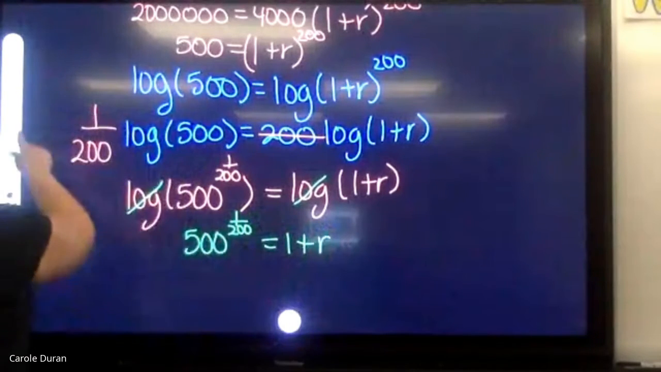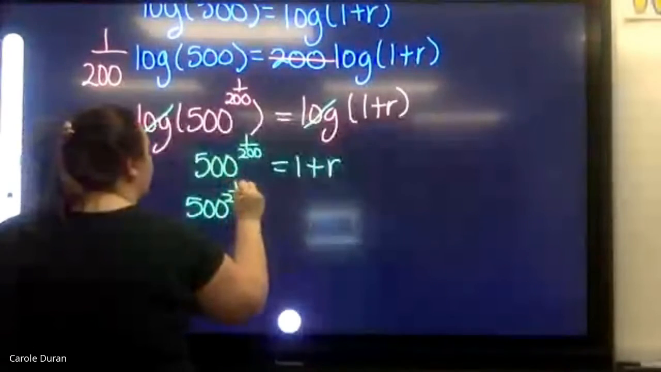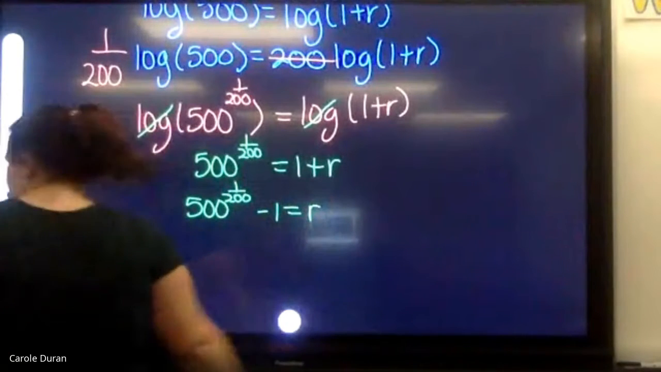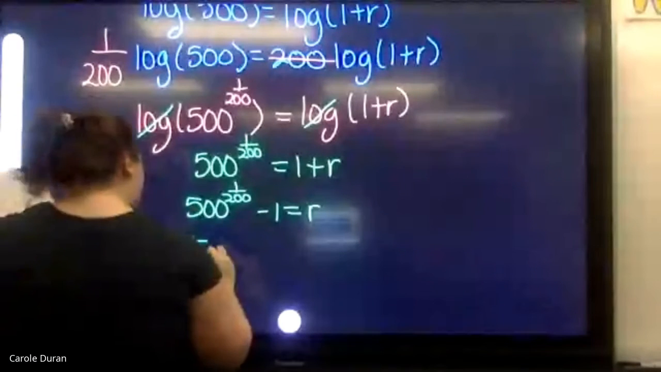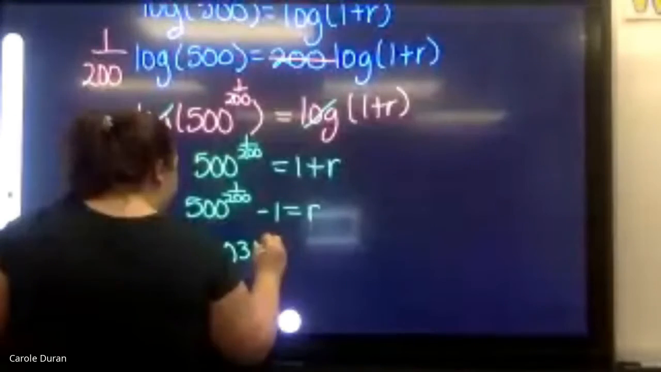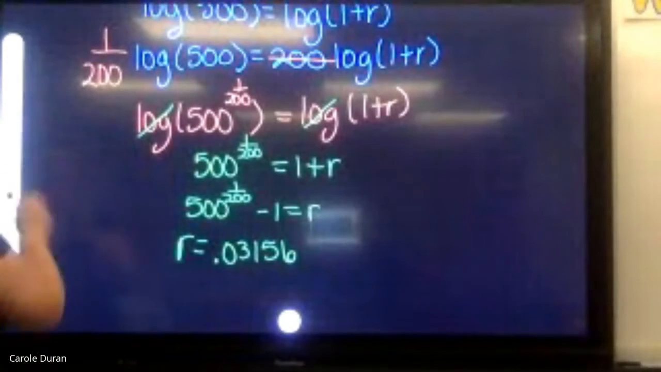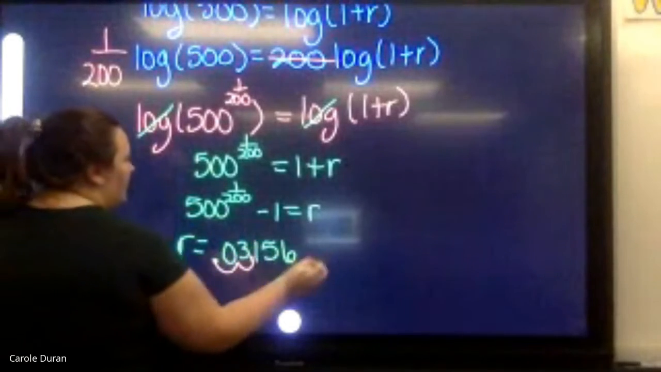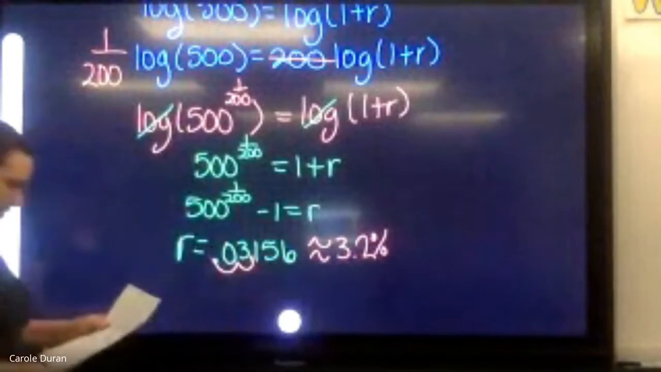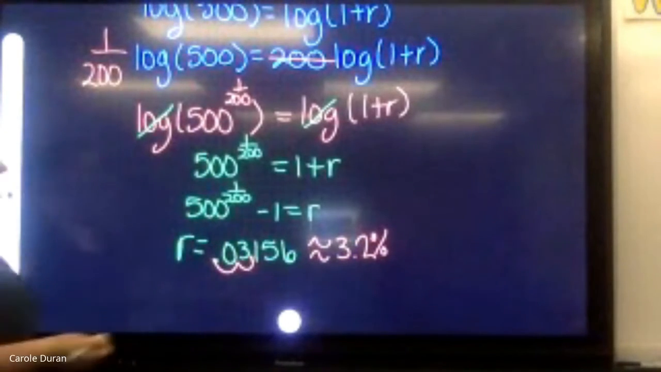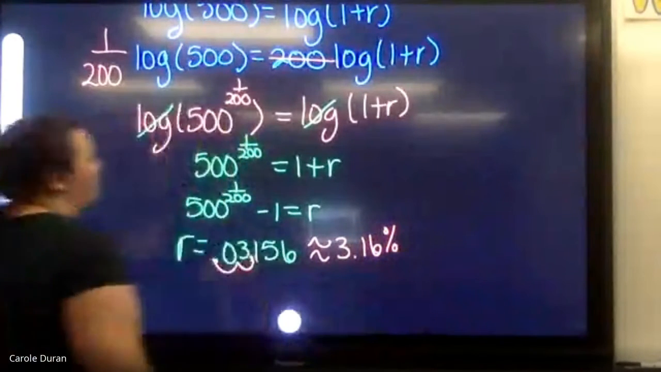To get R by itself, I subtract 1 over. And I'm going to have 500 to the 1 over 200 minus 1 equals R. Of course, I can go ahead and put that into my calculator, and I get R is equal to 0.03156. I like to represent my interest rate as a percent. So I'm going to move this decimal 2 places to the right. And I say this is approximately 3.2%. Or actually, I'd say 3.16. That's a better approximation.